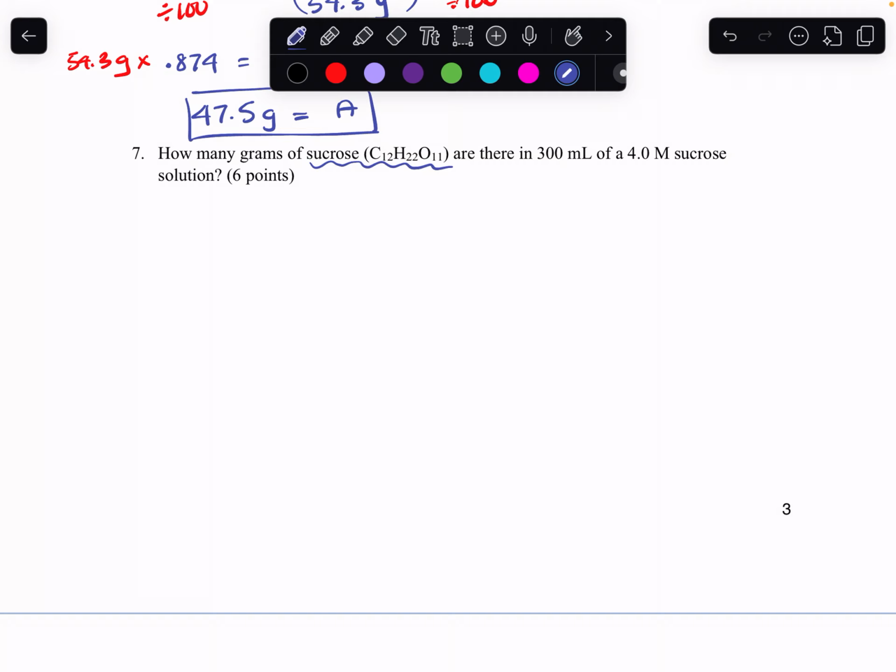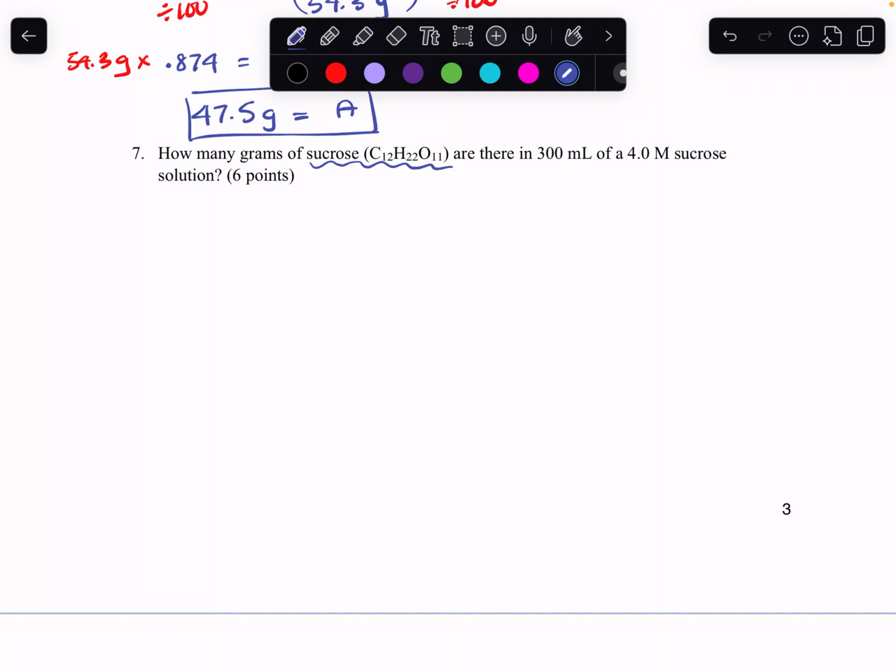Anyway, number 7. How many grams of sucrose are there in 300 milliliters of 4 molar sucrose solution? So again, I'm seeing a lot of conversions going on here. I think this is one of the first problems where we really have to know how to relate volume, mass, and concentration. So this is one of those where you have to apply every conversion skill you know, because we've got to get our units to cancel.